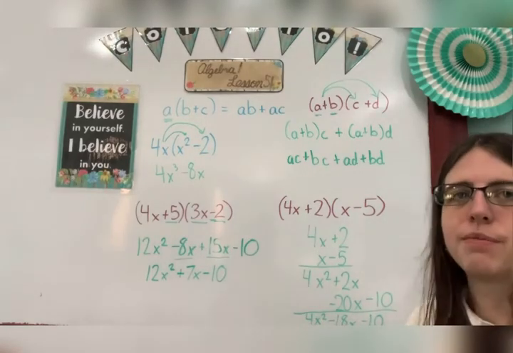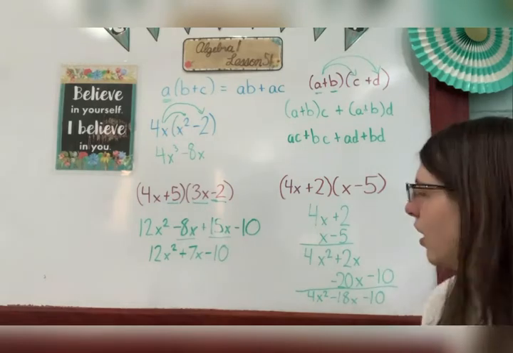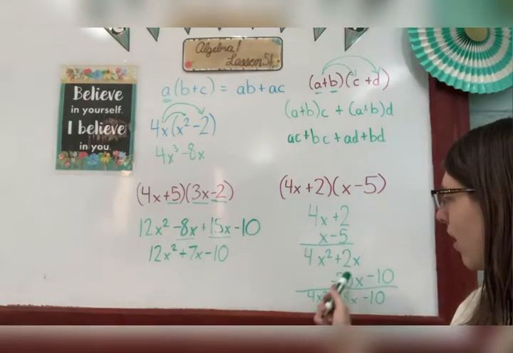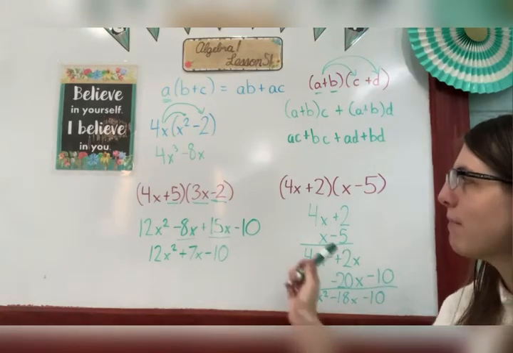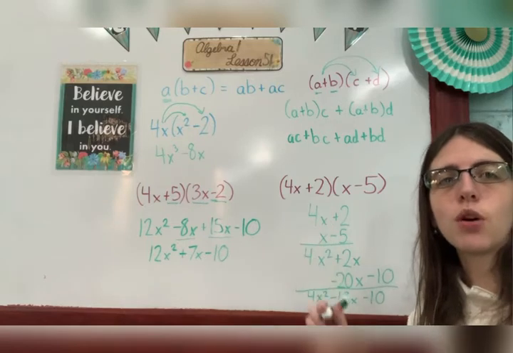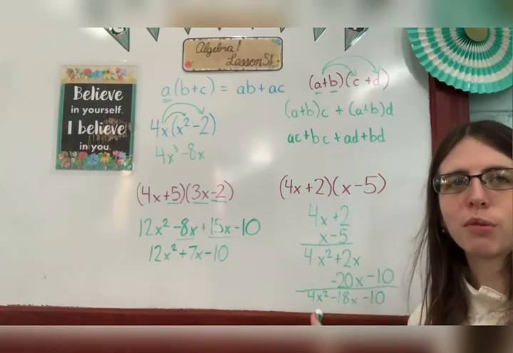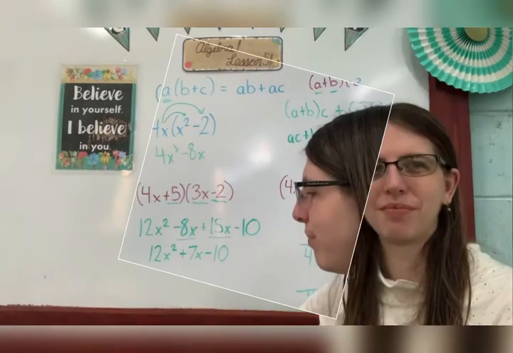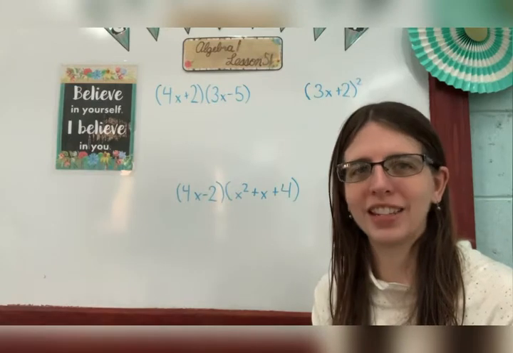minus 10. Okay, bear with me while I move my camera down just a little. Okay, there you go. So you see you have 4x squared minus 18x minus 10. So you use whichever method you prefer to use. For the rest of the examples, I'm going to show you using the multiplication method, okay? That way, if this is the one you prefer, you get some more practice with it. Okay, so let's finish up with a couple of examples and then do your practice.